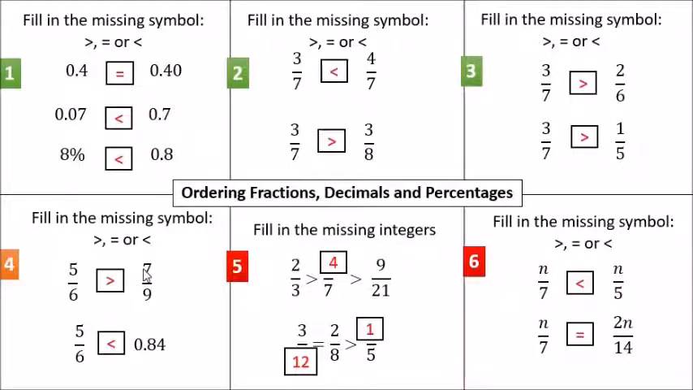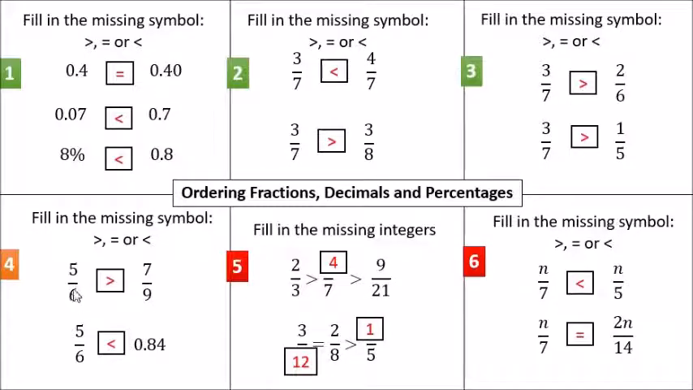For question 4, 5 sixths and 7 ninths. Here 6 and 9 have a highest common factor of 3, which means that the lowest common multiple will not be those two multiplied together. Their lowest common multiple in this case is 18, so we can convert them to 18ths.